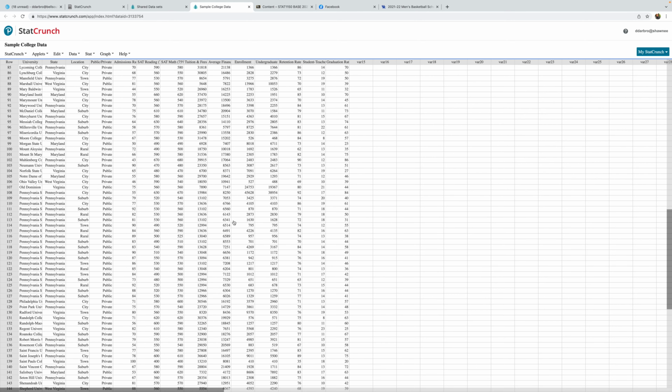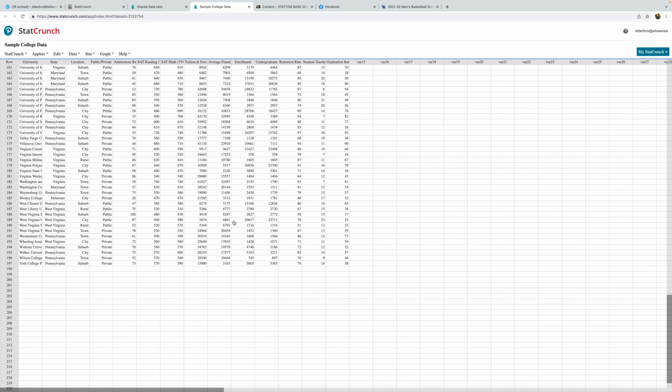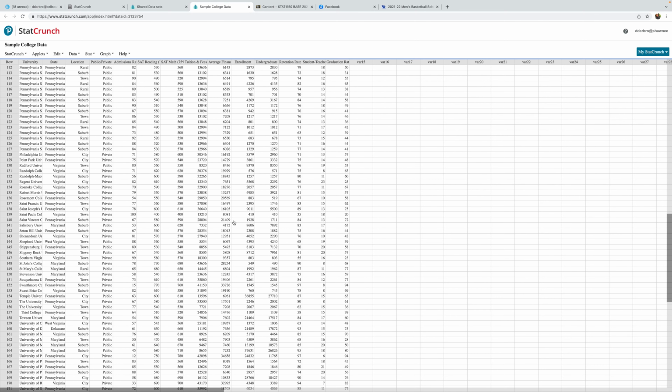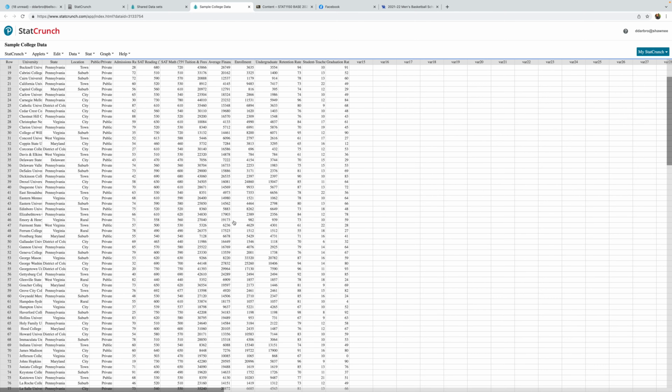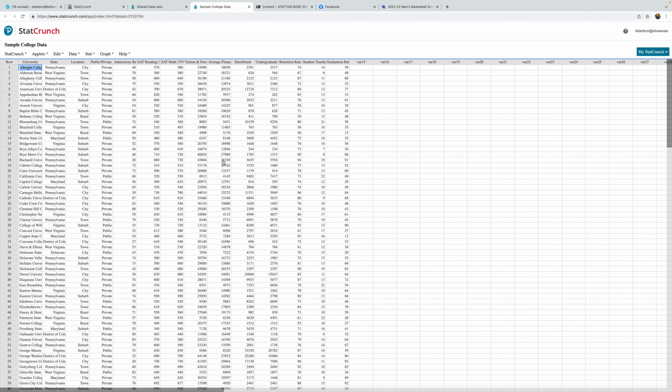I think there's about 300 schools. Scrap that. There's 197 schools. But there's all kinds of cool stuff there that we could analyze, just a few categorical variables, but a lot of quantitative data here that would be appropriate for examining using this correlation and regression tool that I'm attempting to teach you.